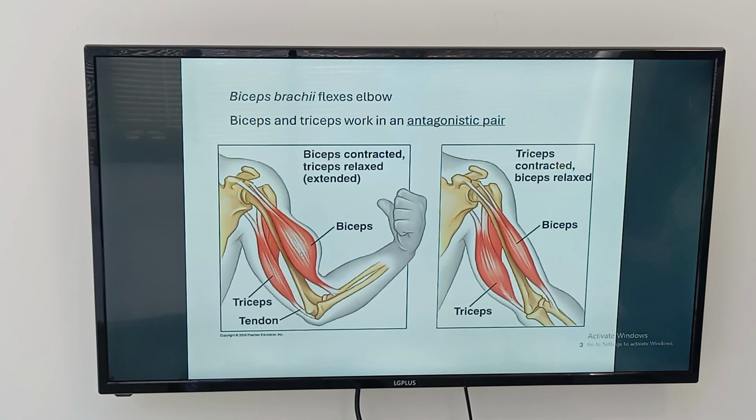So we have here the biceps, which is the upper muscle, contracted. The triceps will be in a relaxed state, and vice versa. When the triceps is contracted, the biceps is in a relaxed state. The biceps is the muscle on the upper side, and the triceps is the lower.